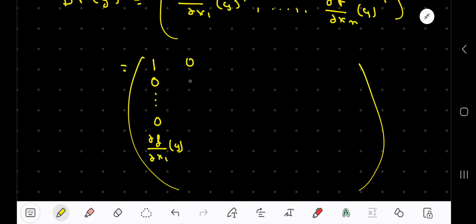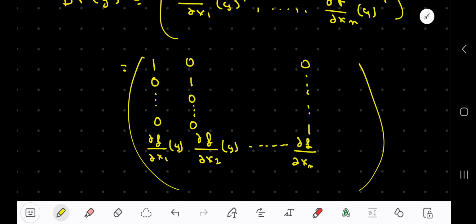Similarly, in the second column the first component is 0 under derivative. The second component will be 1 because the derivative of x2 with respect to x2 is just 1. Again, all the other components are 0, and the last component is just the derivative of f with respect to x2 at y. And this continues till the second last column, with the n minus 1 component being 1 and the last component being del f by del x n minus 1 at y, and the final column, in which we have all the elements 0 and the last being del f by del xn at y, right? Fine.